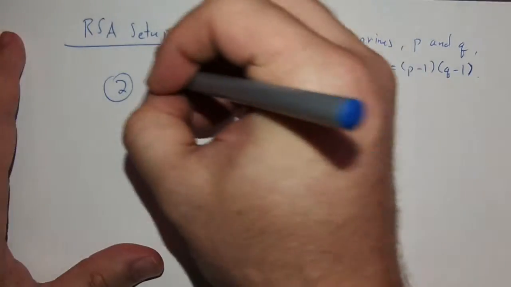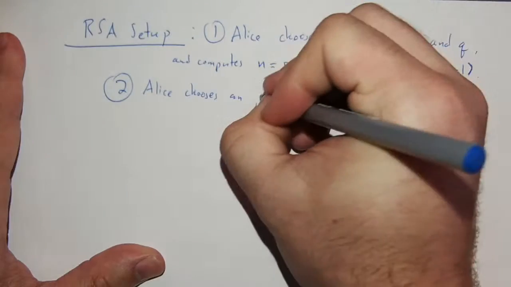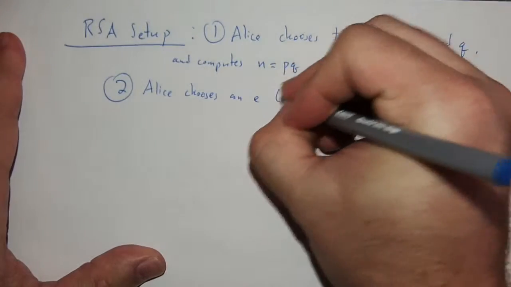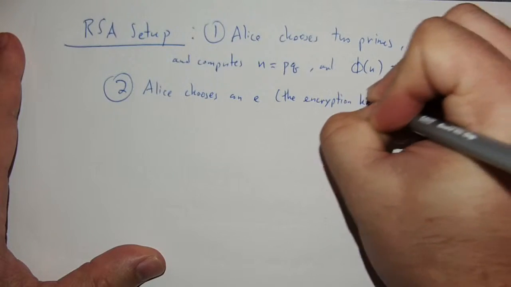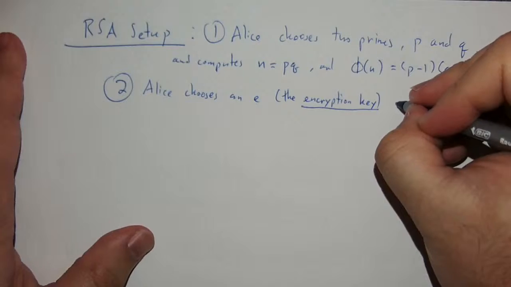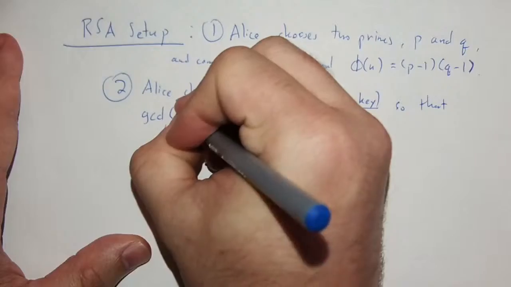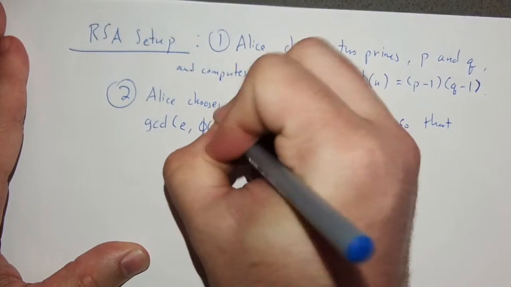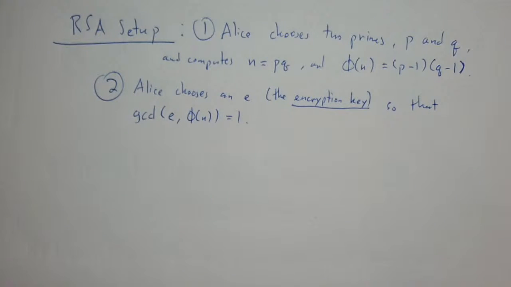Second step, Alice chooses an E. This is the encryption key. So that the GCD of E and phi of n is 1. So E is relatively prime to phi of n. So this is going to be the public key.